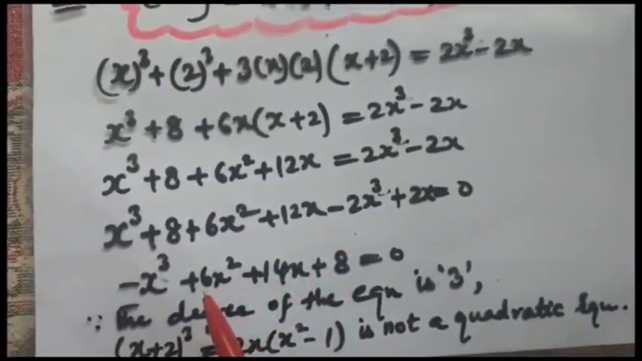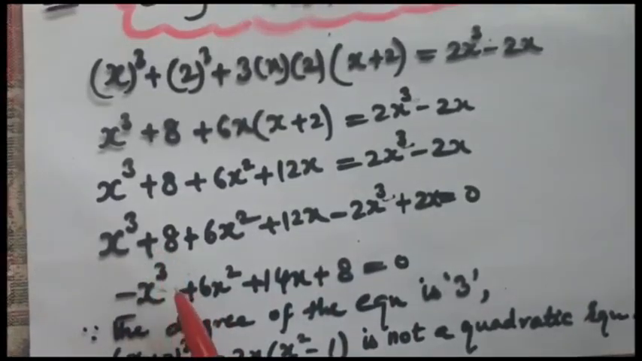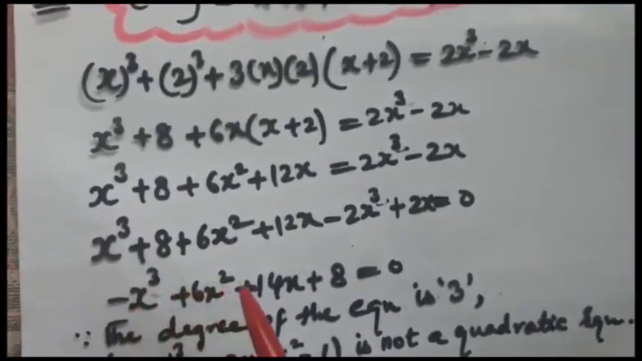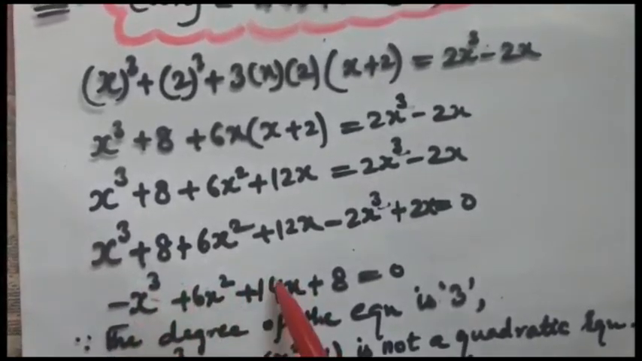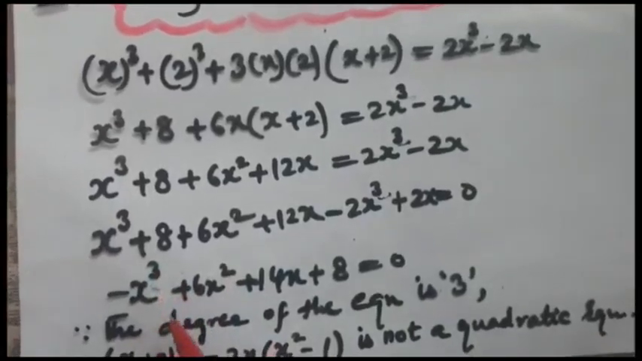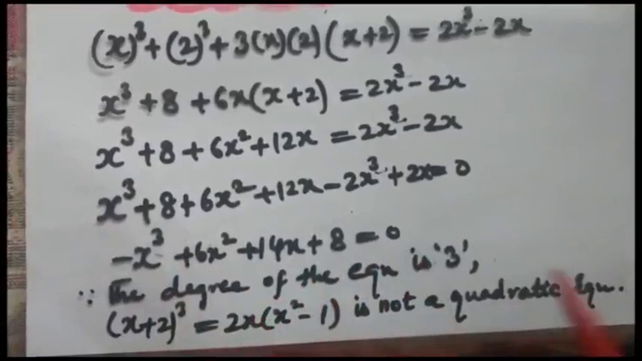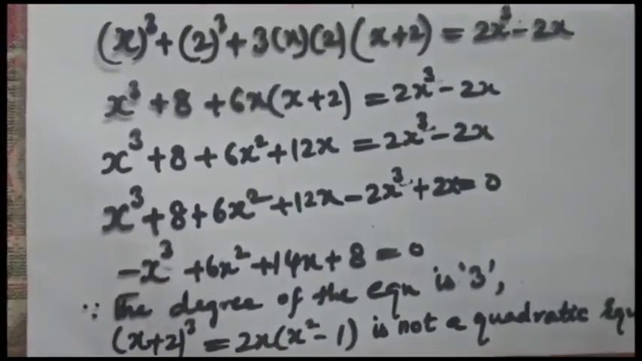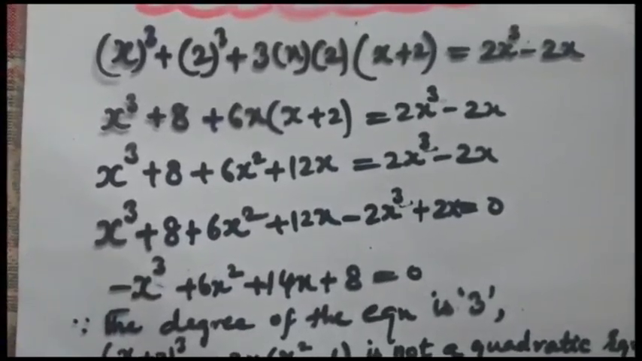So once I got this equation, I am seeing that the degree of this equation is 3. Again I am repeating, what is the degree? Degree is nothing but the highest exponent of the variables. So when I see all the variables, here the variable is x and the highest power is 3, so the degree of this equation is 3. So I am writing, since the degree of the equation is 3, it is not a quadratic equation, because we need the degree as 2 to be a quadratic equation. So by this we have completed question number 1, 7th bit.